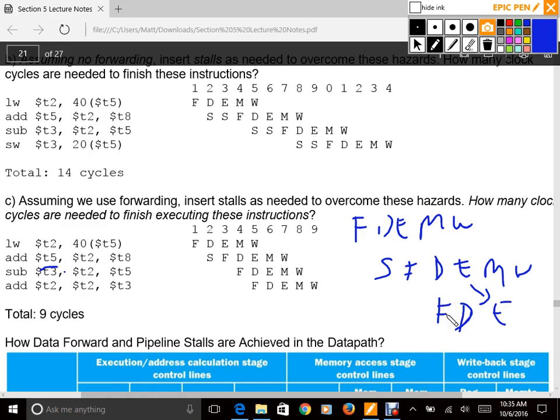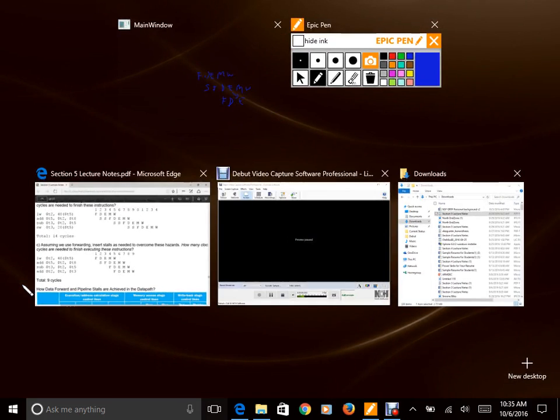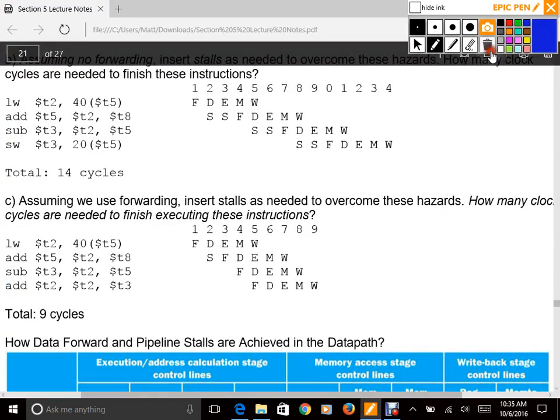Same thing with T3. This is a typo. This should say T3. This should say store word. Don't know why that's there. You get the idea. This should say store word, T3, 20, T5.